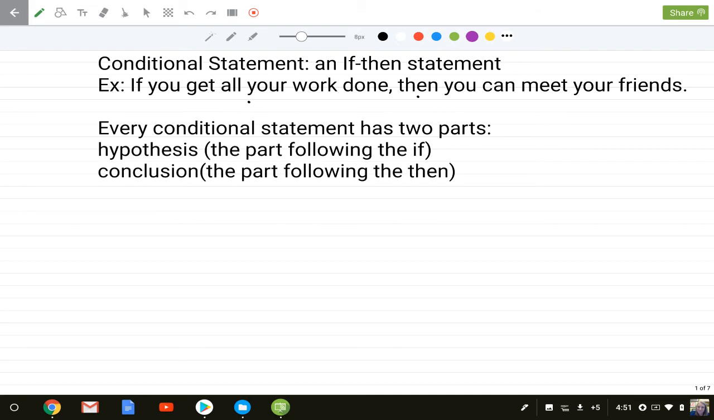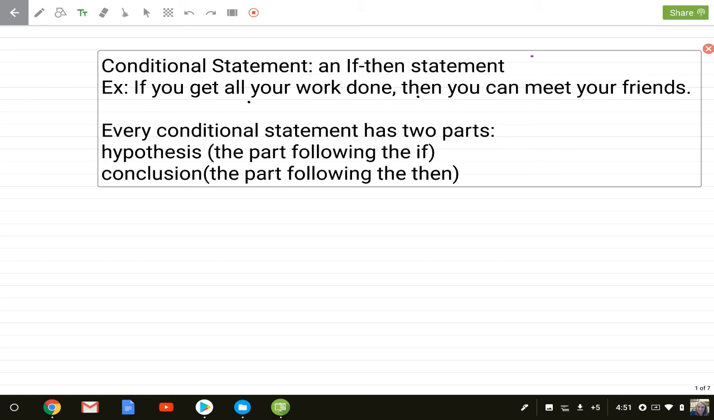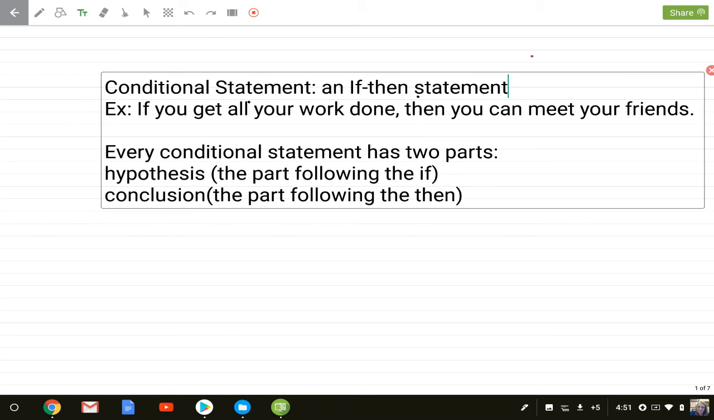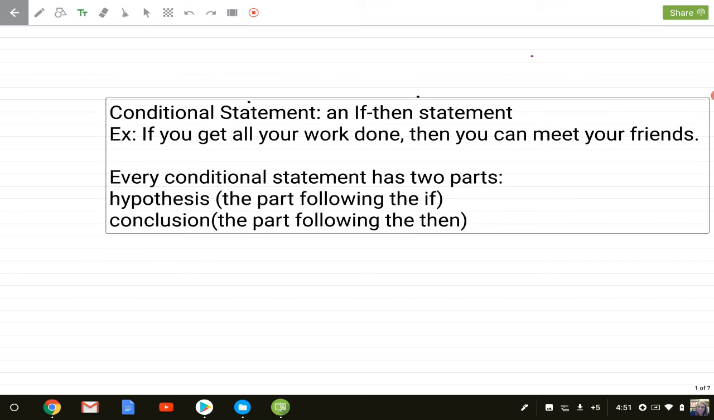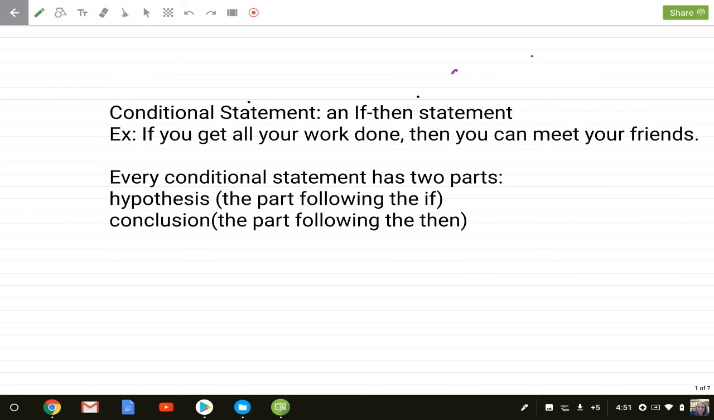Sometimes in symbolic logic we would write P with an arrow and Q. This represents a conditional statement. It means P implies Q, or if P then Q. So when I have a conditional statement, the hypothesis that follows the if is the part we call P. The conclusion, the part that follows the then, is the part we call Q.